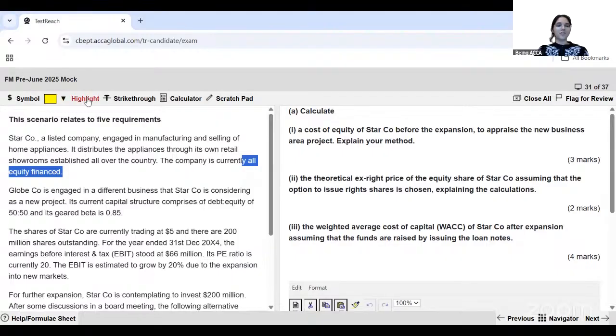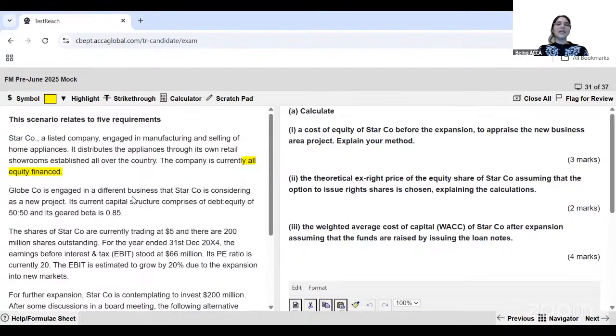Now, this is something which is important. Why? Because it has asked us to calculate the cost of equity before the expansion to appraise the new business area. Whenever you venture out into a new business area, your business risk changes. As a result, the equity beta changes. So the equity beta that we put in the CAPM formula needs to be worked out again. But since this company is all equity financed, the asset beta is going to be equal to the equity beta. No re-gearing will have to be done here.